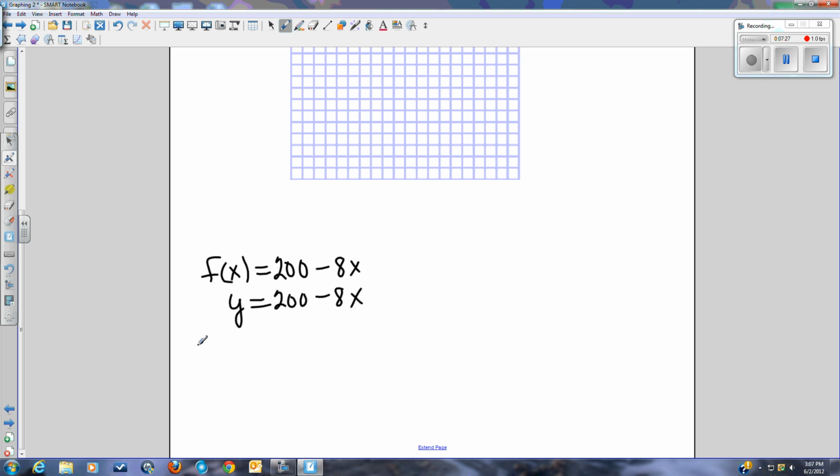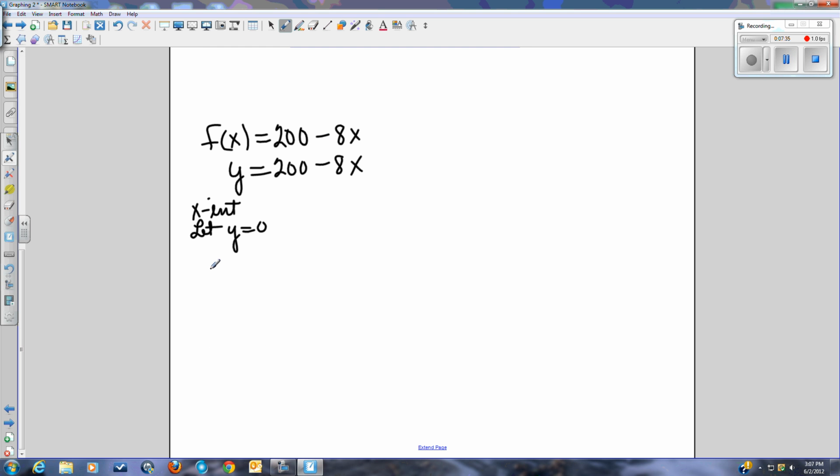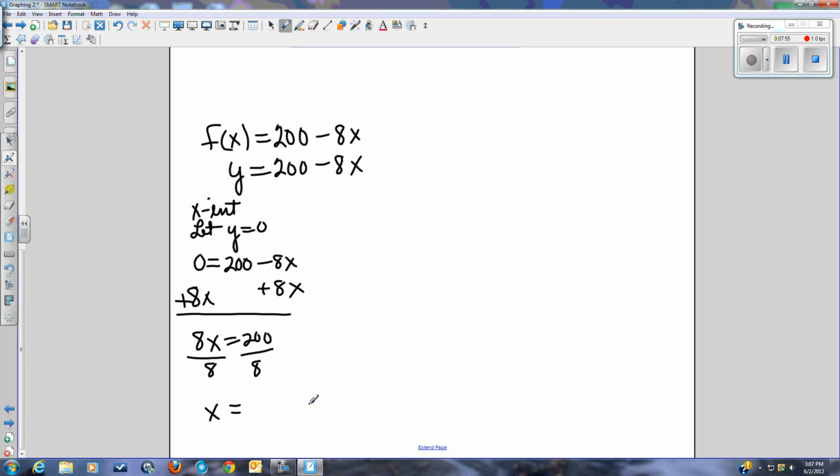So let's start by finding the x-intercept, where we let y equals 0. So we have 0 equals 200 minus 8x. We need to get x alone, so we're going to add 8x to each side. And we get 8x equals 200. We need to divide everything by 8. And we get that x is 25. So our x-intercept is (25, 0).